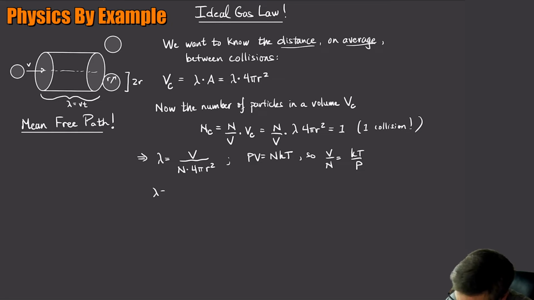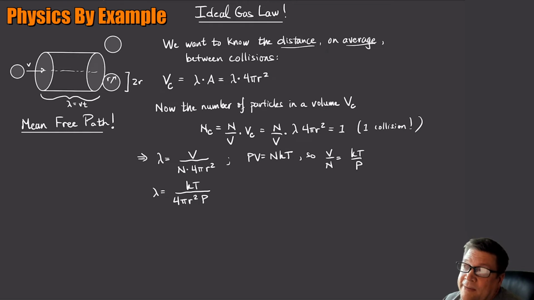So that means that our lambda is going to be kT over 4 pi r squared times the pressure. Very nice. Okay, that sounds like we're kind of done, right? So if we know the pressure, like in 1 atmosphere, say in a room, and we know the temperature in the room, if we know the size of these particles, then we should be good to go. But there's one more complicating factor, right?